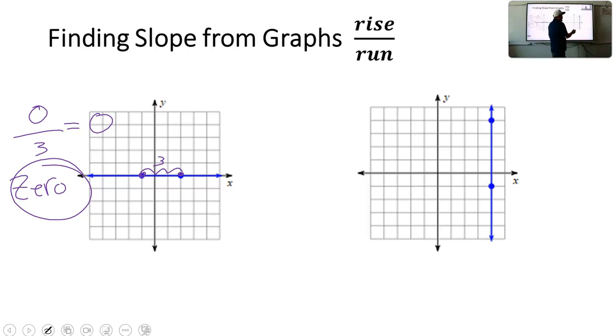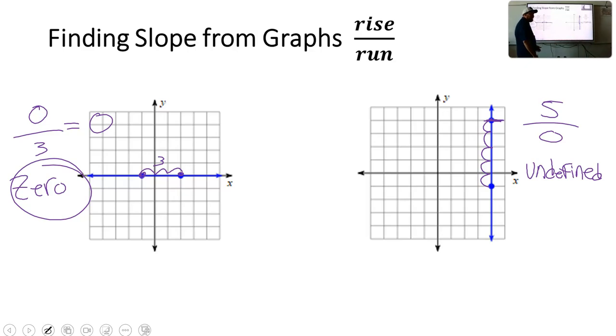Now over here, we have a rise of 1, 2, 3, 4, 5. A rise of 5 and a run of 0. It doesn't run anywhere. So it's a vertical line. Our run is 0. We can't divide by 0 in math. So that is why this slope is undefined. It's not possible. It doesn't have one. It's undefined because I can't divide by 0.